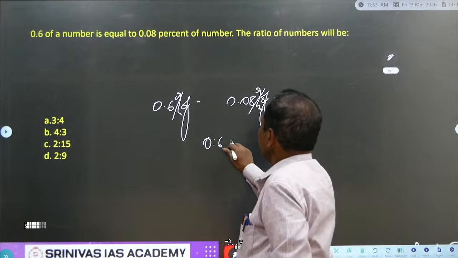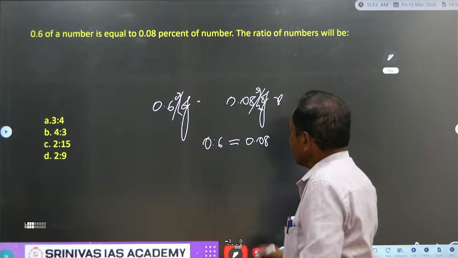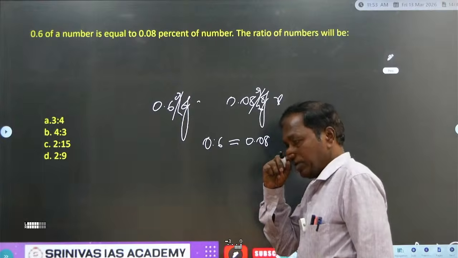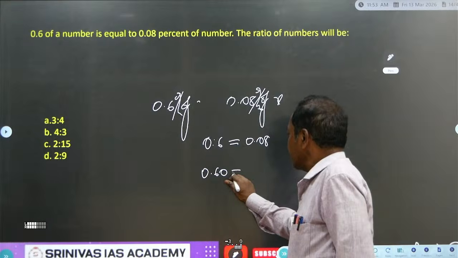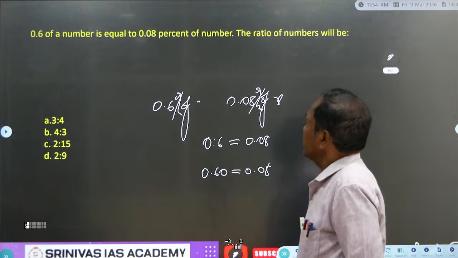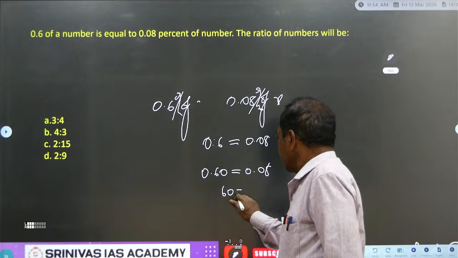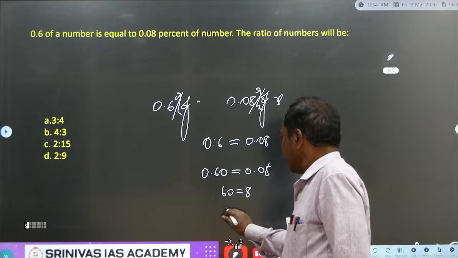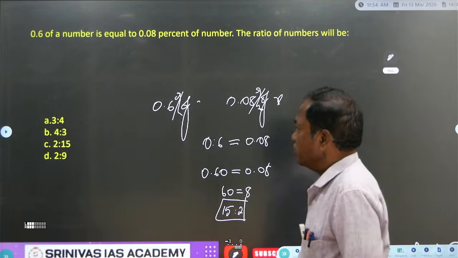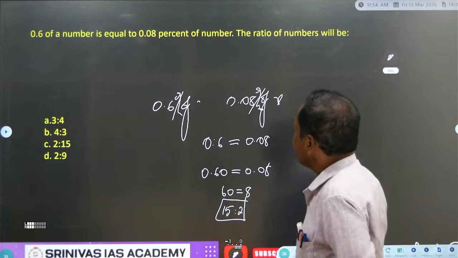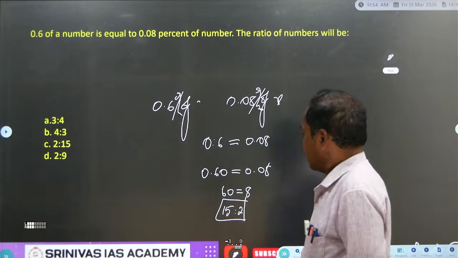0.6 is to 0.08. You have to bring uniformity. How many decimals are here? 2 decimals here, 1 decimal there. So 0.60 equals 0.08. Ignoring the decimals, 60 is to 8. Simplify now, 4 15s are 60, 4 2s are 8. So 15 is to 2. But both are the x values only.